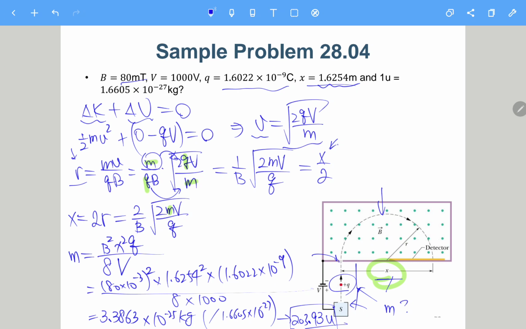Okay, and based on this, we will be able to know how many protons plus neutrons are in this particle. Because a proton and a neutron should have almost the same mass, not exactly the same, but almost the same mass. So it is almost 204 u. So P plus N, the number should be about 204 based on this experiment.